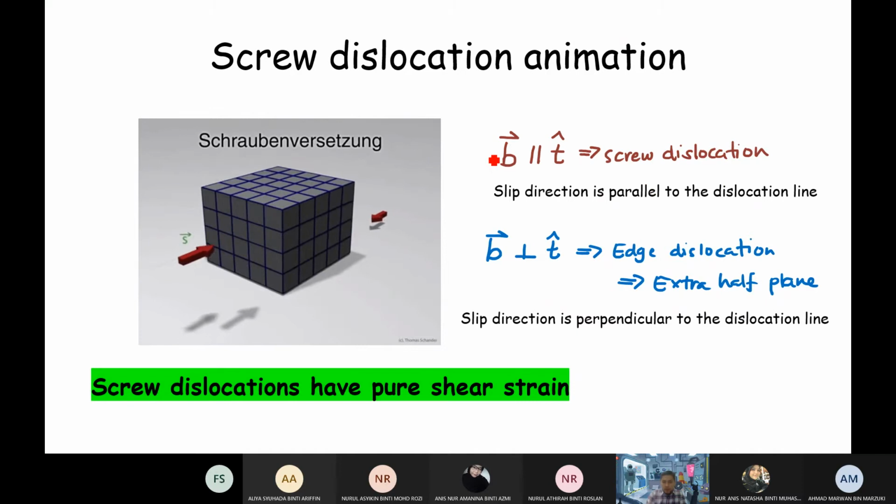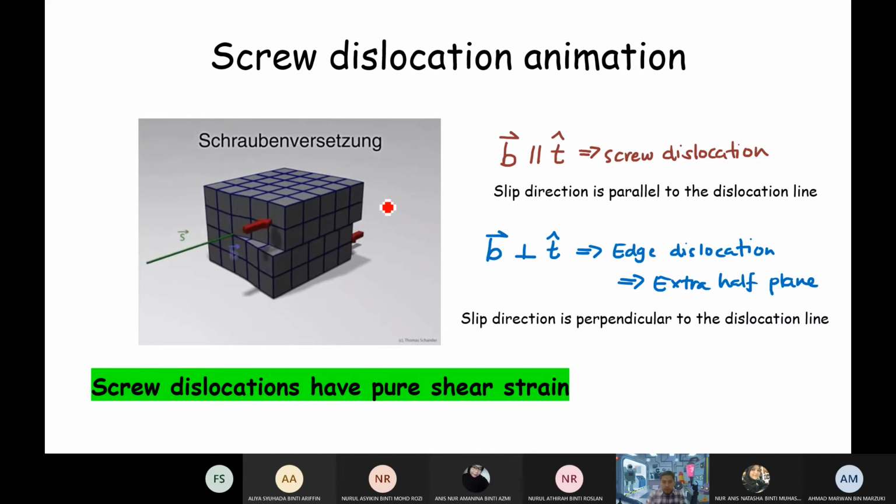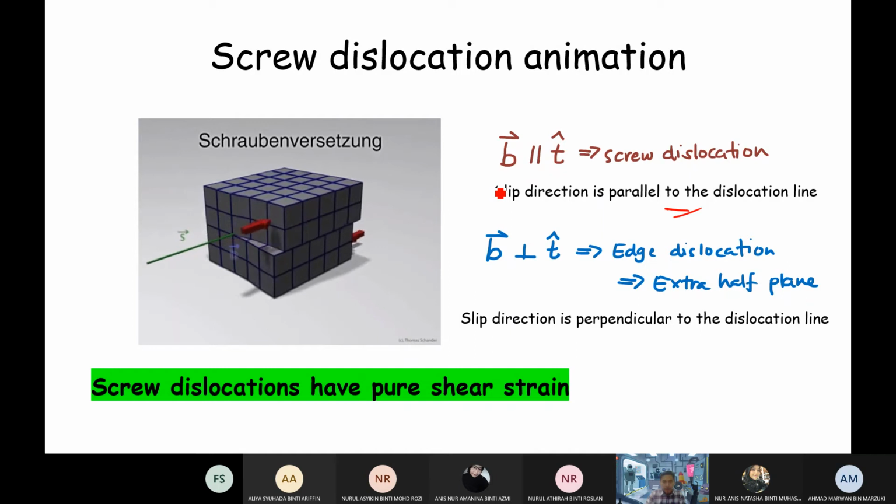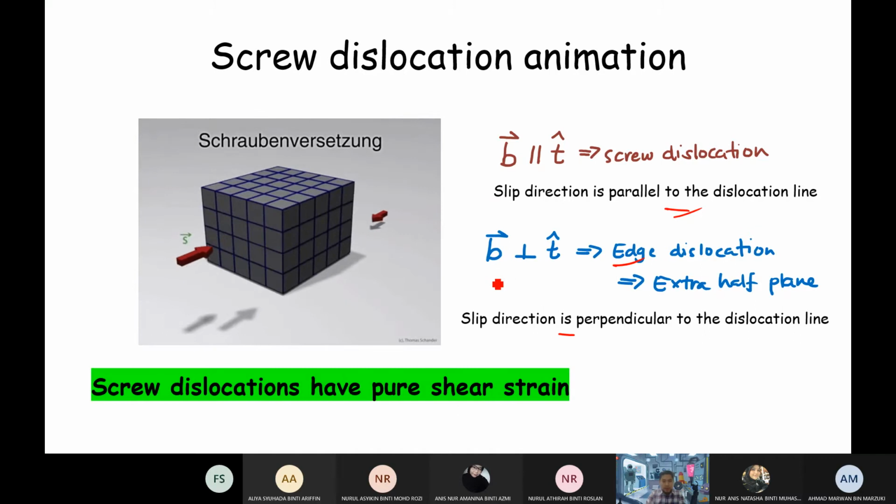For screw dislocation, the slip direction is parallel to the dislocation line. And for edge dislocation, the slip direction is perpendicular to the dislocation line.